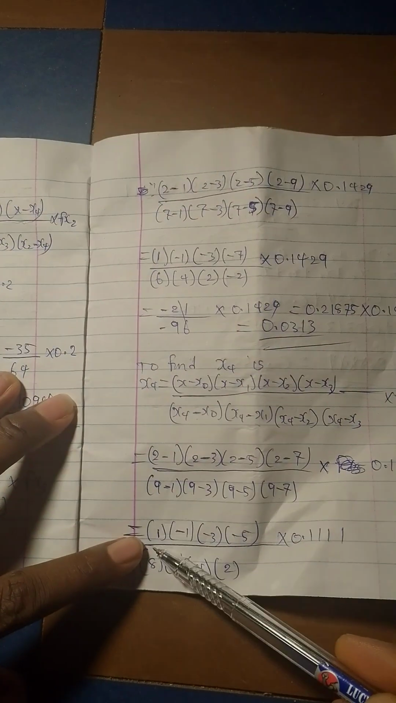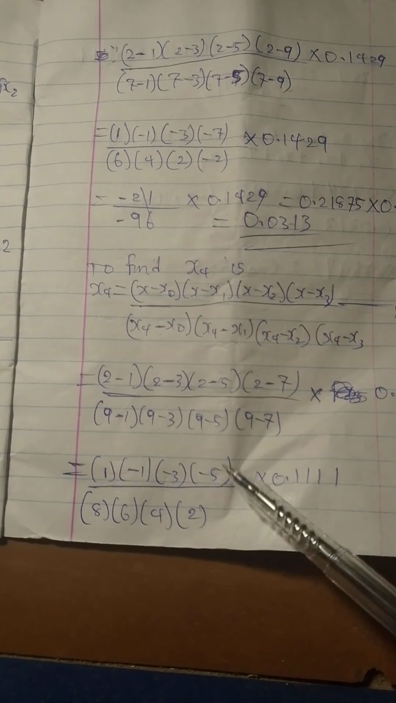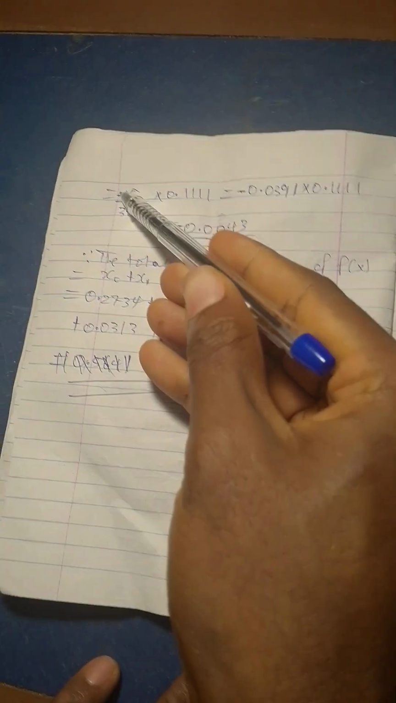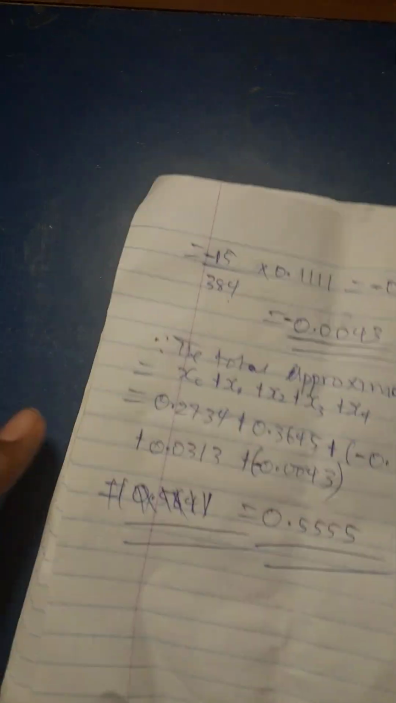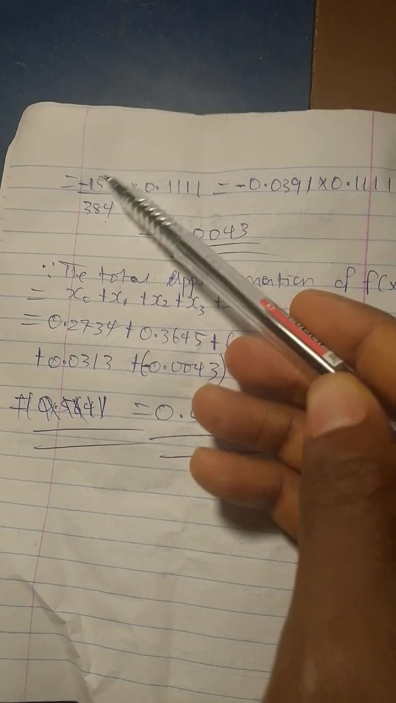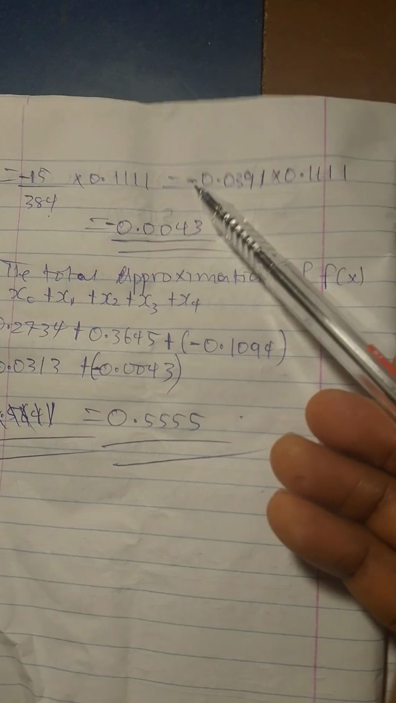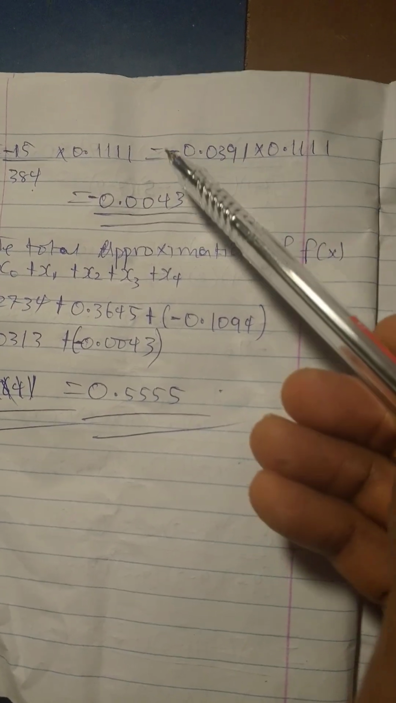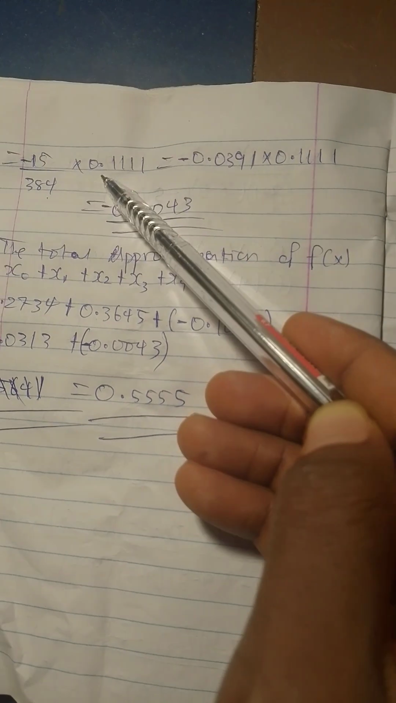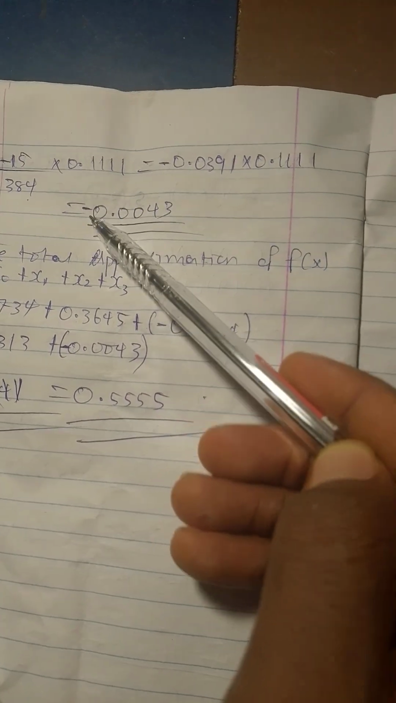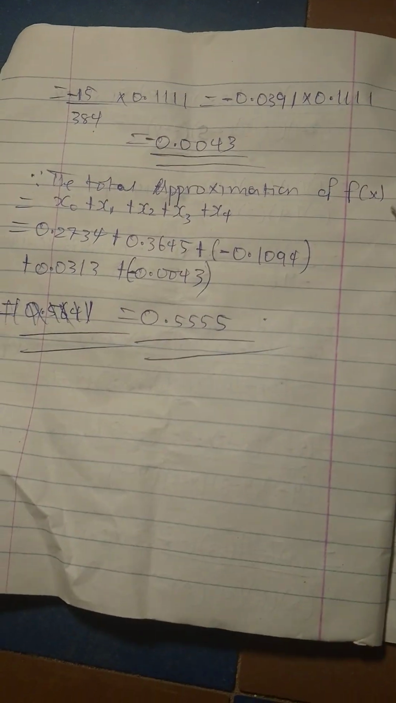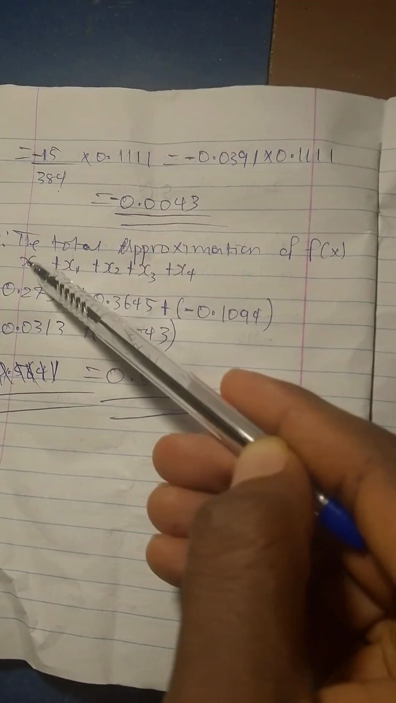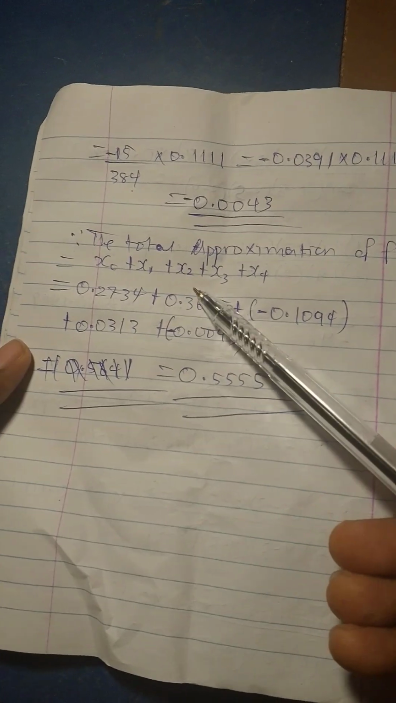Now if we do it, 1 times minus 1 times minus 3 times minus 5 will give me minus 15, and 8 times 6 times 4 times 2 will give me 384. So minus 15 divided by 384 will give me minus 0.0391. So minus 0.0391 times 0.1111 will give me minus 0.0043.